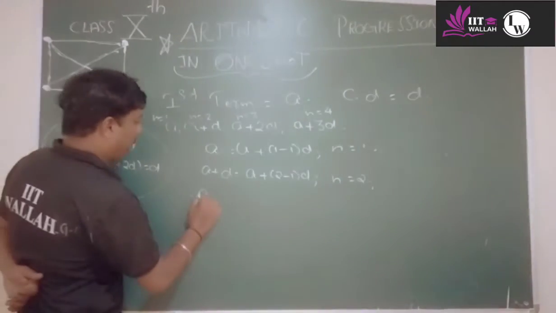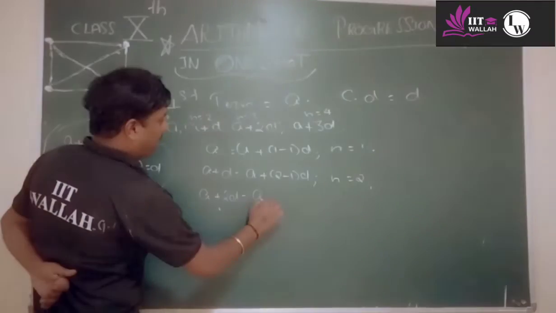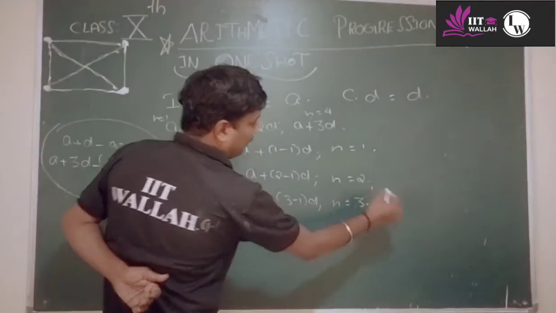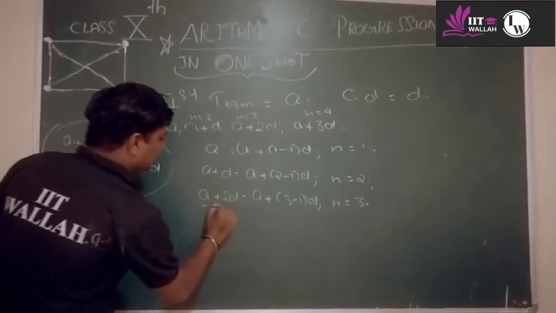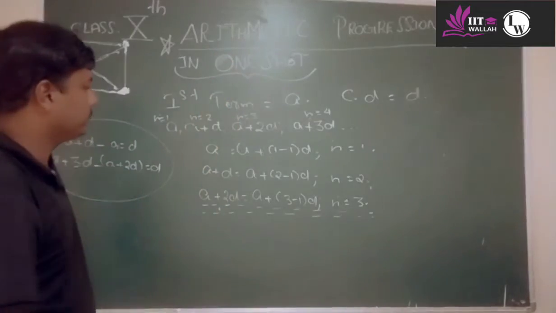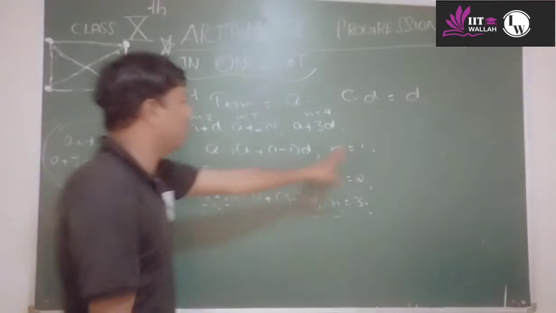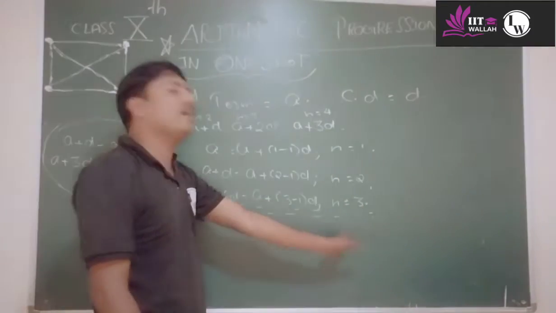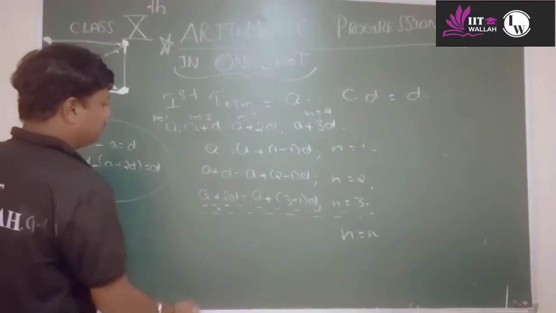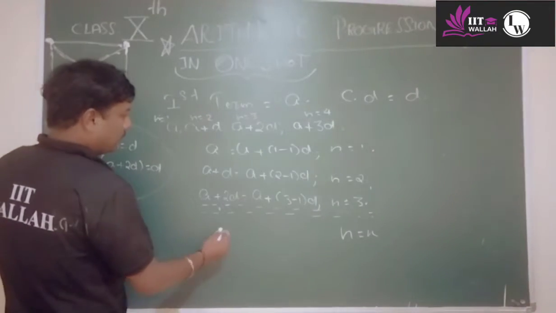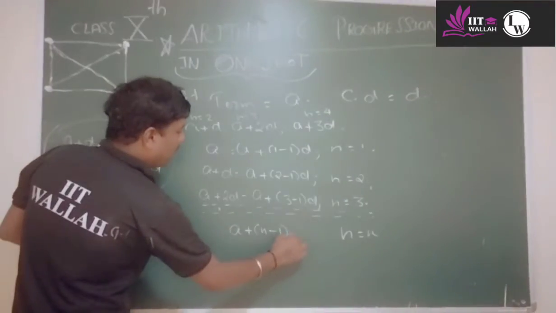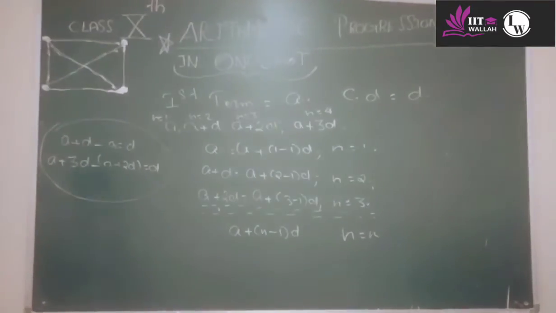Okay. So A plus 2D, I can write A plus 3 minus 1 into D, n equal to 3. Okay. From this, etc. etc. If there are n terms, here n equal to 1, n equal to 2, n equal to 3. If n equal to n, then our term will be A plus n minus 1 into D.